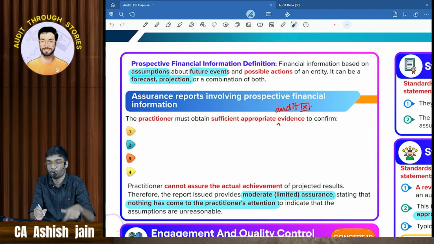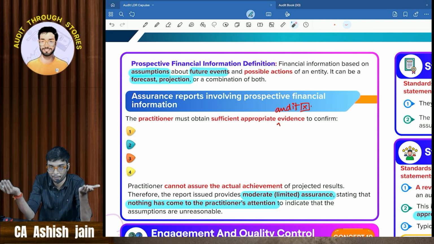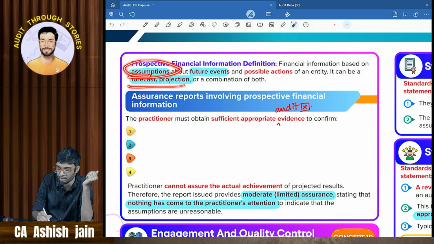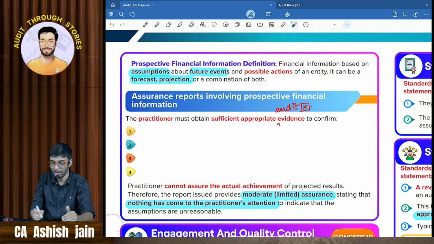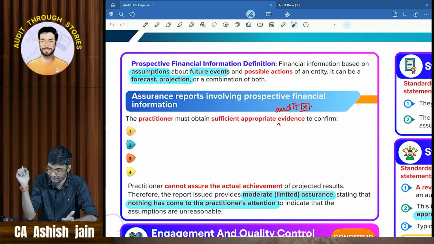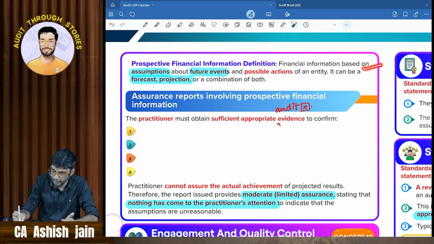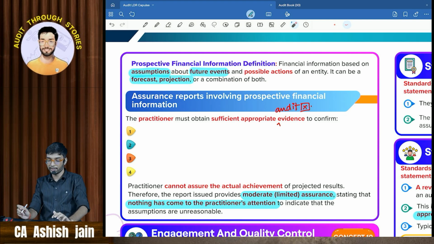Obviously management would have taken some assumptions for this prospective financial information, because a future event cannot be predicted. You are forecasting the projection based on some assumptions, and management would have prepared the prospective financial information. So the financial information is based on assumptions about future events and possible actions of the entity. It can be a forecast, a projection, or a combination of both. Both things can be done.